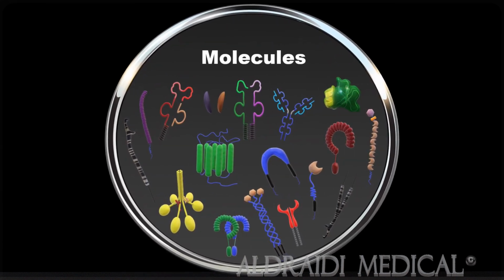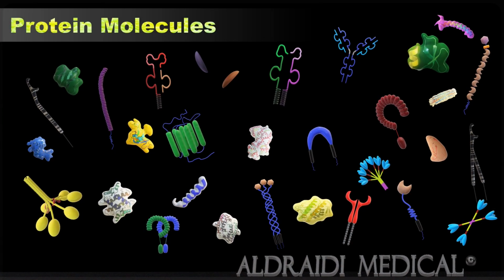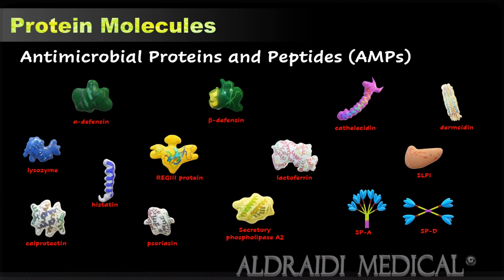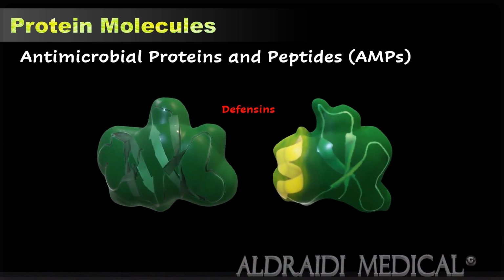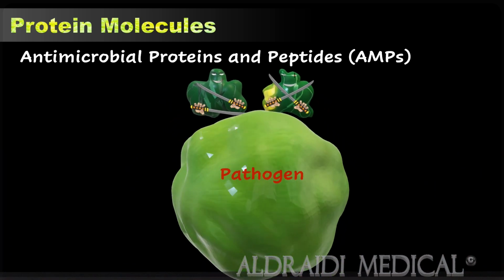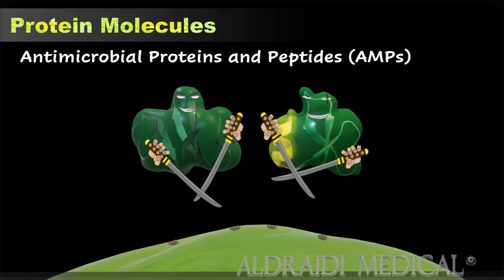One very important example of such protein molecules are the antimicrobial proteins and peptides that are found in various body fluids. These antimicrobial proteins are extremely important in barrier protection, and they provide defense against pathogens by inhibiting their growth or by directly killing them.